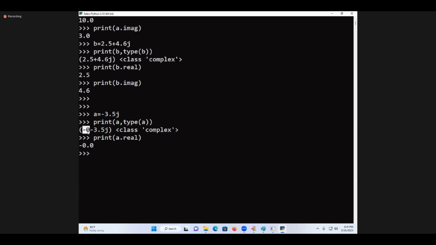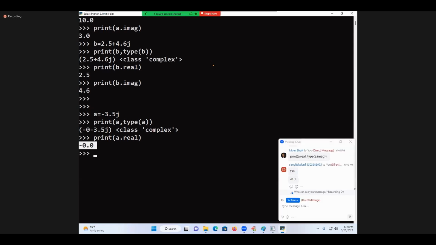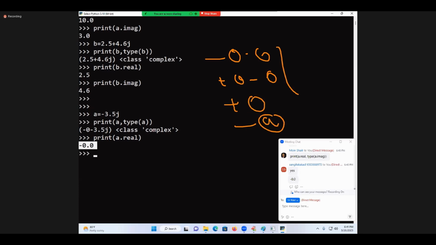Don't say minus 0. Internally, I told you just now, it is a float. Please apply your intelligence. Don't apply whatever you like. Minus 0.0. This is 0.0. Minus 0.0, minus 0.0, plus 0.0, plus 0, minus 0. All of them are called 0 only.